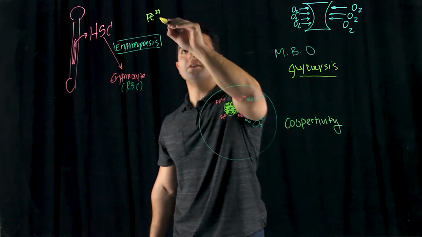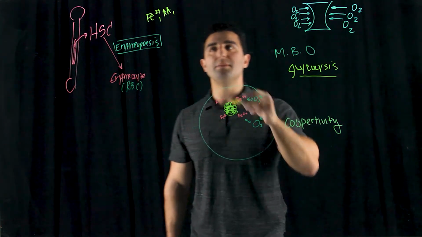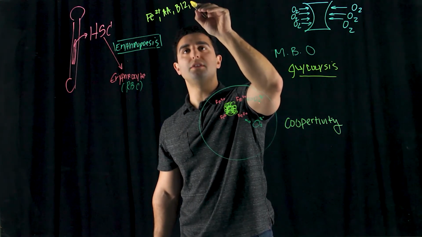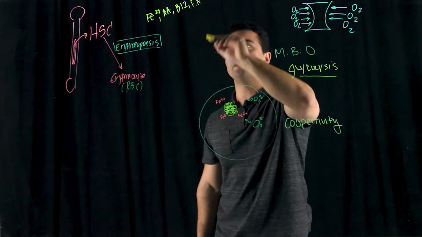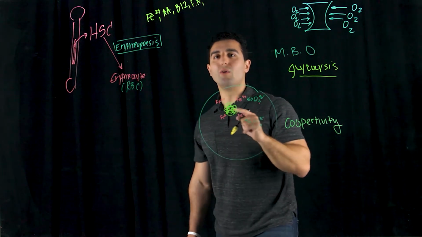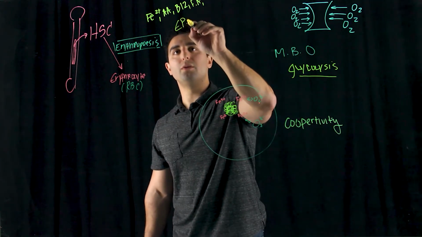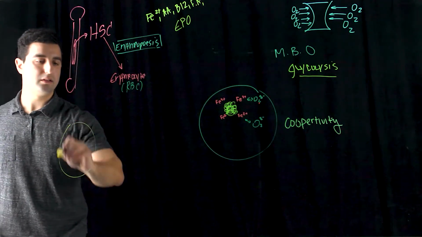What else does it need? It needs amino acids in order to generate the globular proteins. It also needs specific vitamins too, so B12 and different other vitamins like folic acid, that allow for the development. And there's also one other hormone that it requires in order for this process to happen. This is called EPO, erythropoietin. Erythropoietin is secreted by your kidneys.